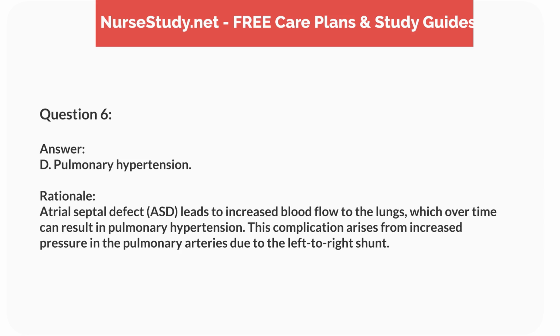Answer: D. Pulmonary hypertension. Rationale: Atrial septal defect, ASD, leads to increased blood flow to the lungs, which over time can result in pulmonary hypertension. This complication arises from increased pressure in the pulmonary arteries due to the left-to-right shunt.